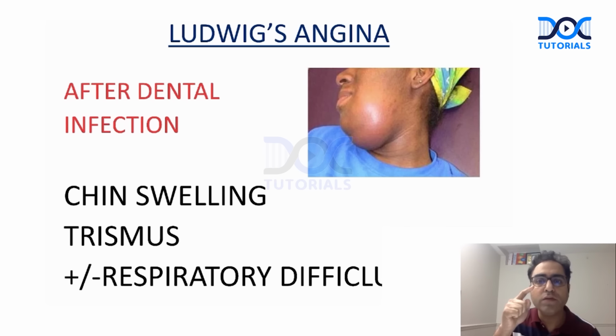Dental infection causing chin swelling and trismus is Ludwig's angina. But dental infection causing angle of mandible swelling and trismus is parapharyngeal abscess. I will read the question carefully. I hope it's clear. Chin swelling after dental infection with trismus, Ludwig's angina. Angle of mandible, lateral swelling after dental infection with trismus is parapharyngeal abscess.